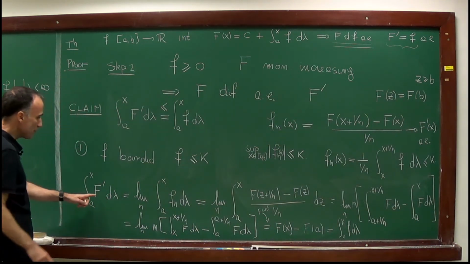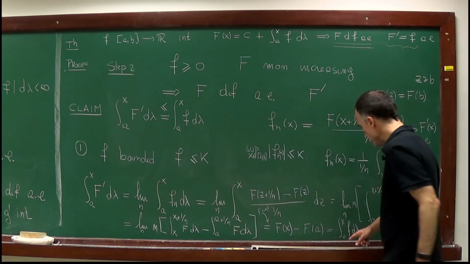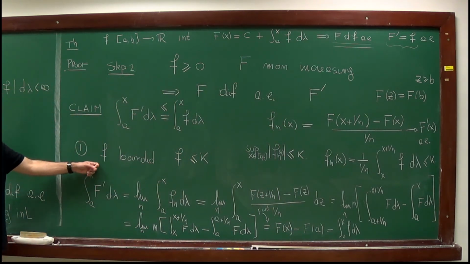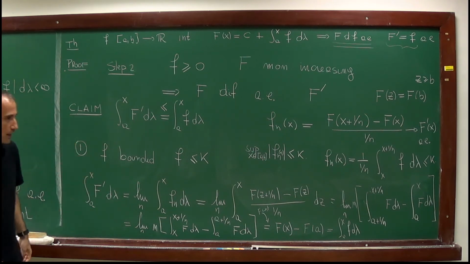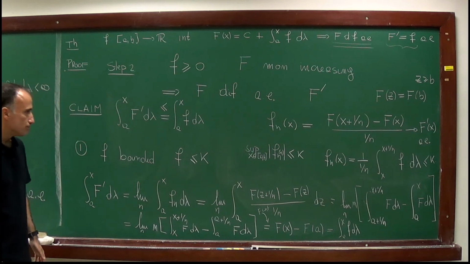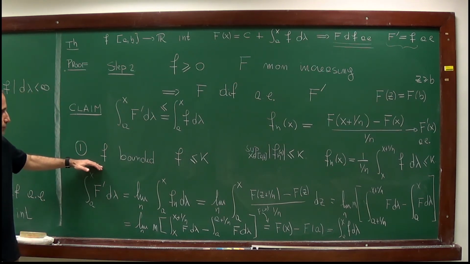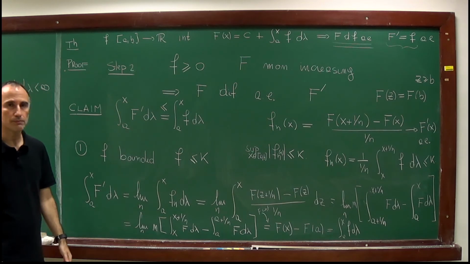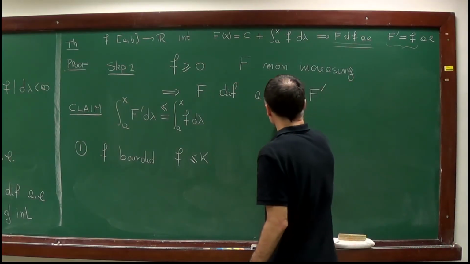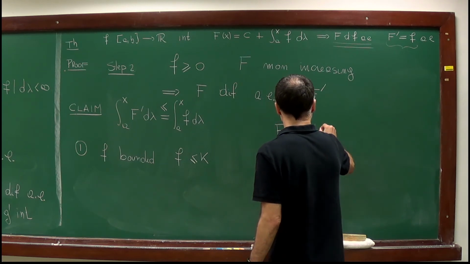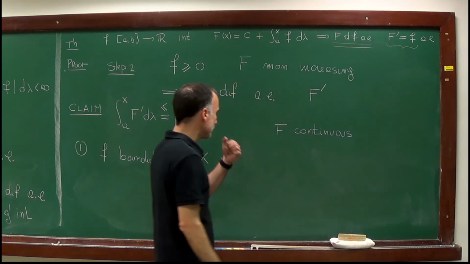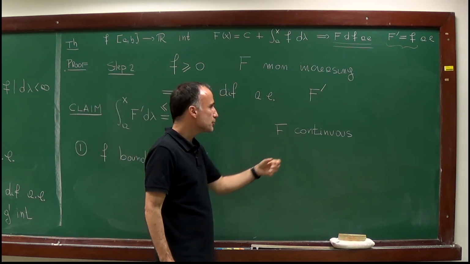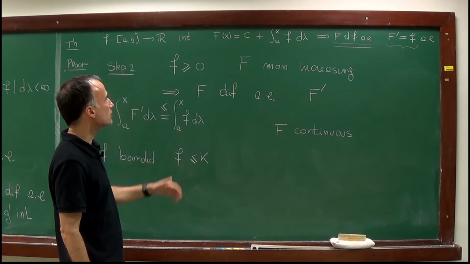The integral from a to x of f prime d lambda is indeed equal to the integral from a to x of f d lambda. So this proves our claim in the case in which f is bounded, provided I show that f is continuous. So I will erase that, prove that f is continuous, to conclude the proof of this assertion in the case in which f is uniformly bounded. So let me prove that f is continuous. And, well, this is very easy, because actually we already proved that f is absolutely continuous, which is stronger than continuity. But anyway, let me show that f is continuous.